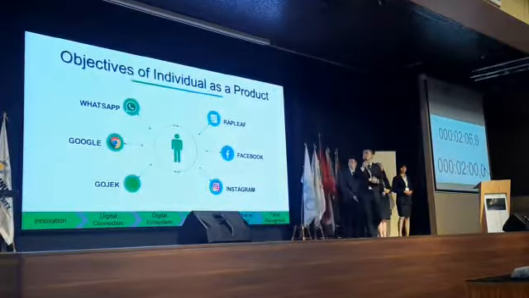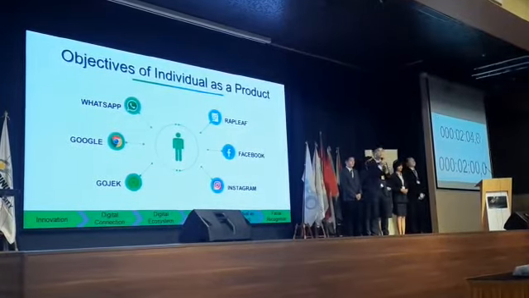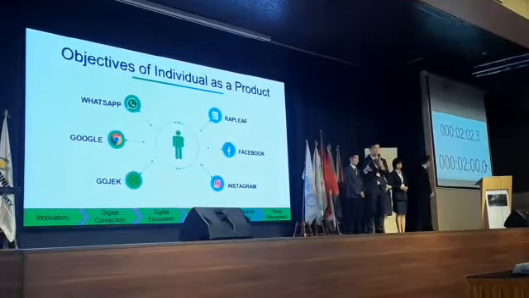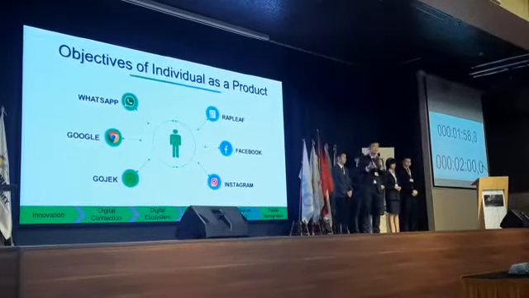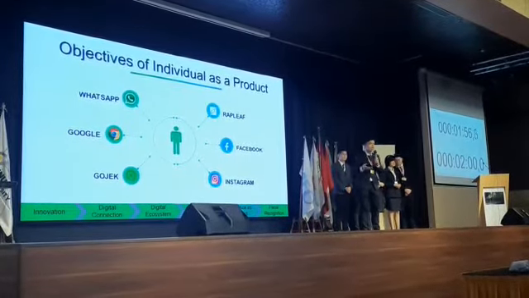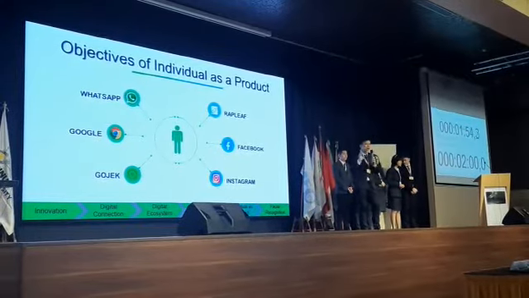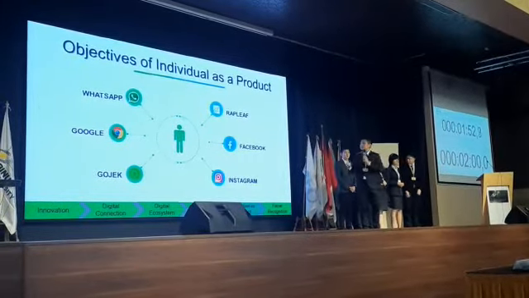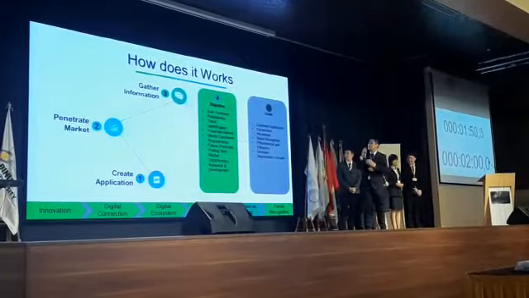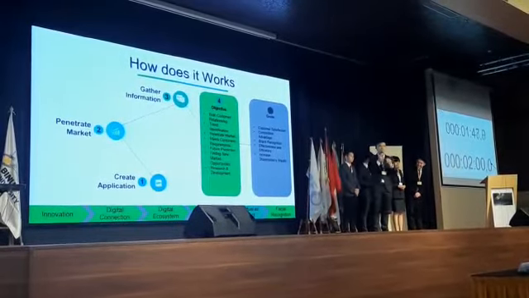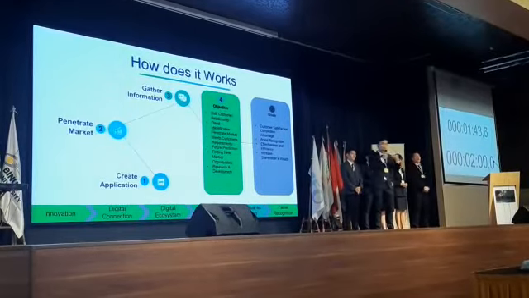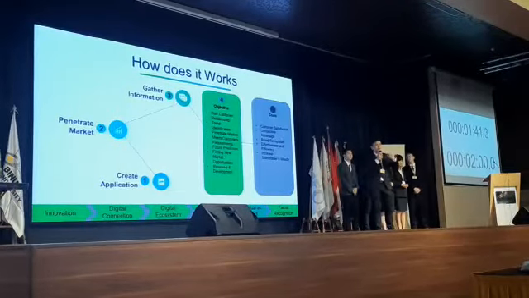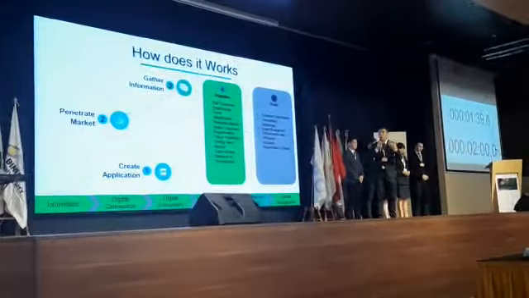So here is the objective of individual as a product. Here we show you examples of 6 applications that may look free or cheap to use, but actually they manage to get enormous amounts of money from their customers. So the question is, how can they do that? First, the company will create an application, product, or service. The next step, the company will penetrate the market, introducing their product to customers for them to use.